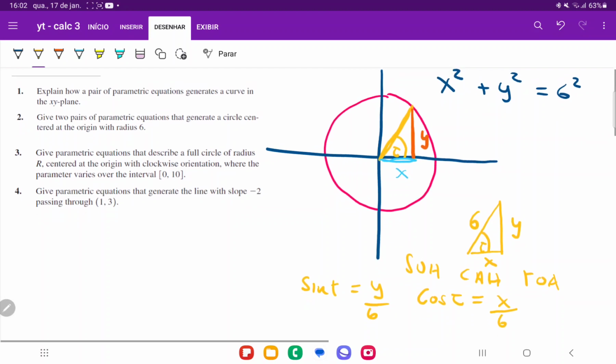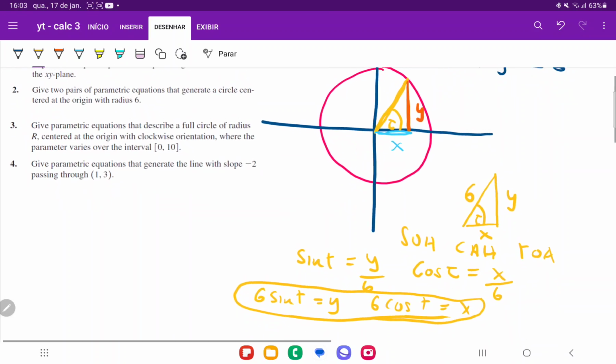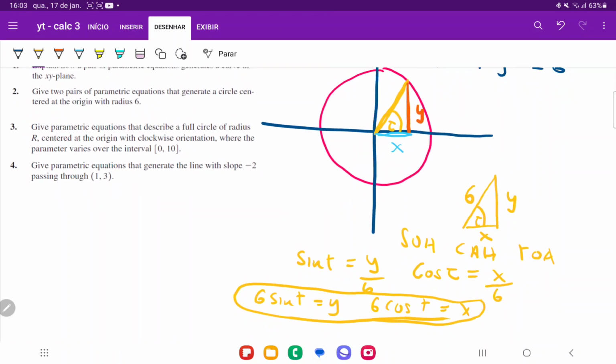So multiplying both sides by 6, we have that 6 sine t is equal to y, and 6 cosine t is equal to x. So that's our first set of parametric equations, where t is our input, and we can see that it gives us both x and y as an output. So that's the first one. However, we could also do it the other way around, right?